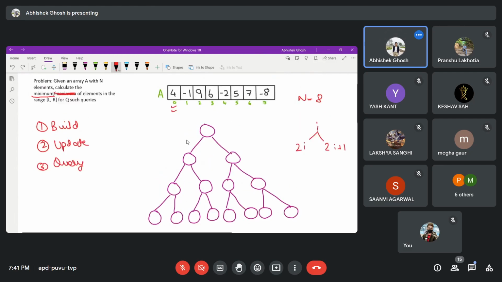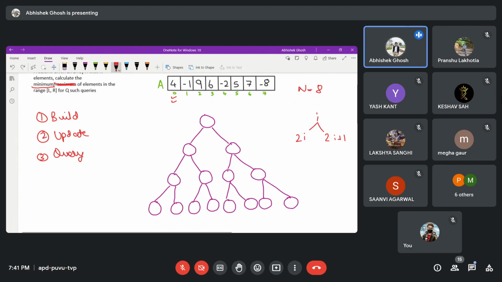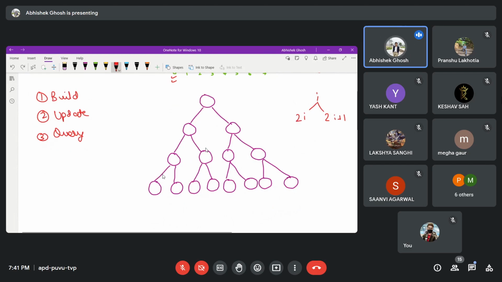So node 1 should store the answer for the complete array, but how can I fill this value if I do not know this value and this value? So I need to know the answer for this and this value. For knowing the answer for this node, I need to know the answer for the left and right node. Using recursion we create the tree recursively, but actually the values are filled in a bottom-up fashion. And if you remember clearly, the leaf nodes are actually the array elements only.